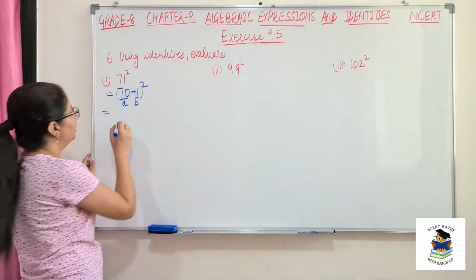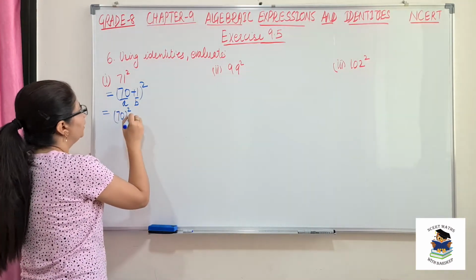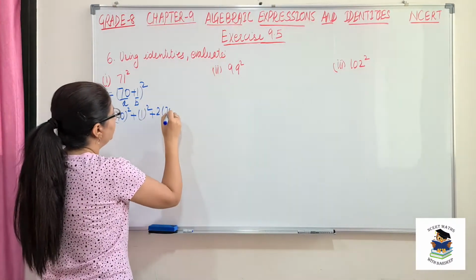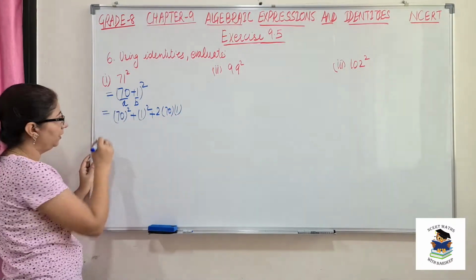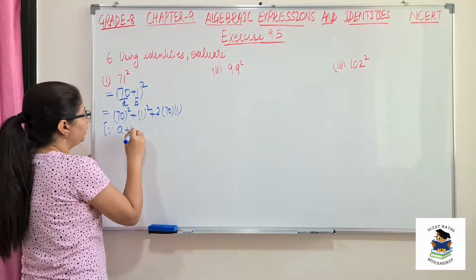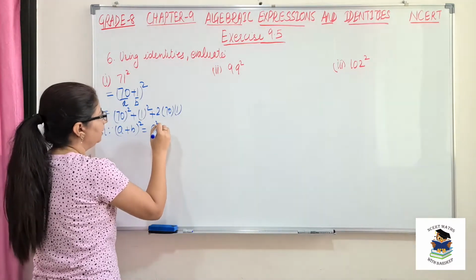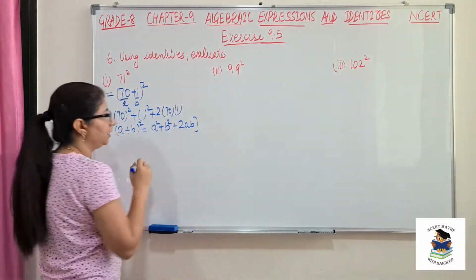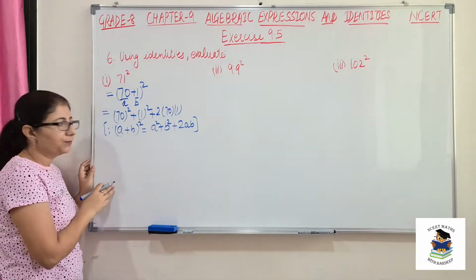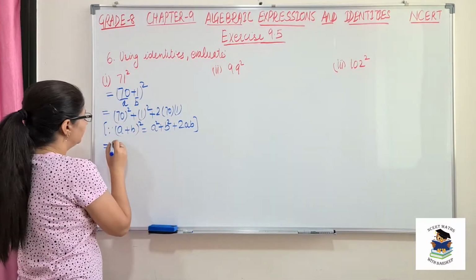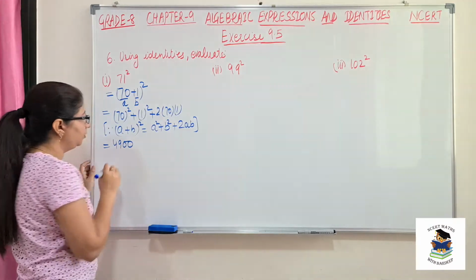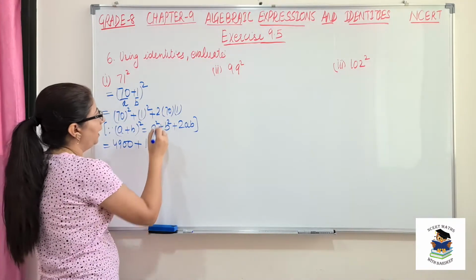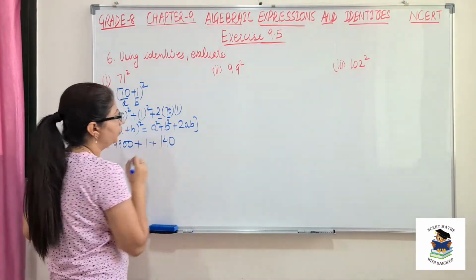So it should be a square, that is 70 square, b square means 1 square, and 2ab. Whatever identity you are using in your question, please write it after applying it, so that the examiner will come to know which identity you are referring to. So here it is 70 square. 7 into 7 is 49, 0 into 0 is 4900. 1 into 1 is 1, and 2 into 70 is 140.